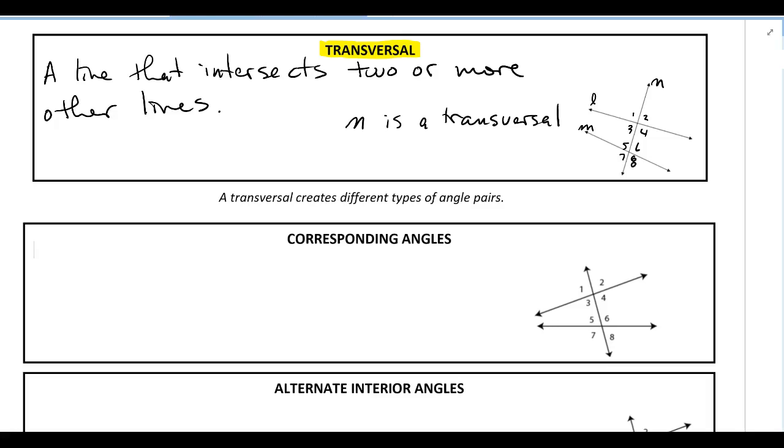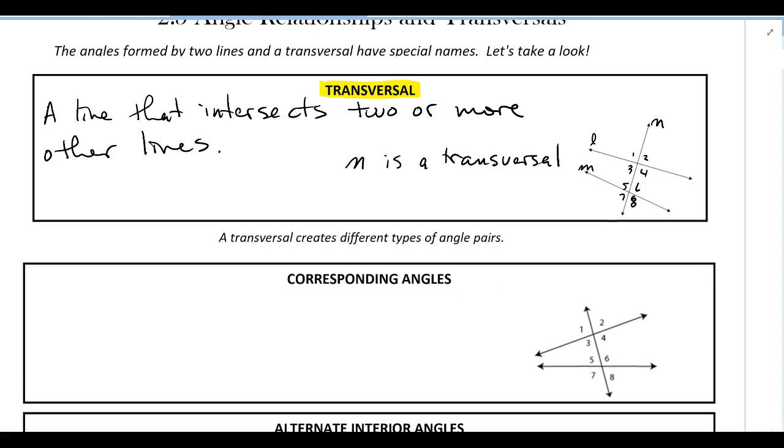In the previous video, we discussed what a transversal is. So a transversal is a line that intersects two or more other lines. And if you notice, when I draw in this line, I get all these different angles. Now, we need to talk about different regions that are formed as well.